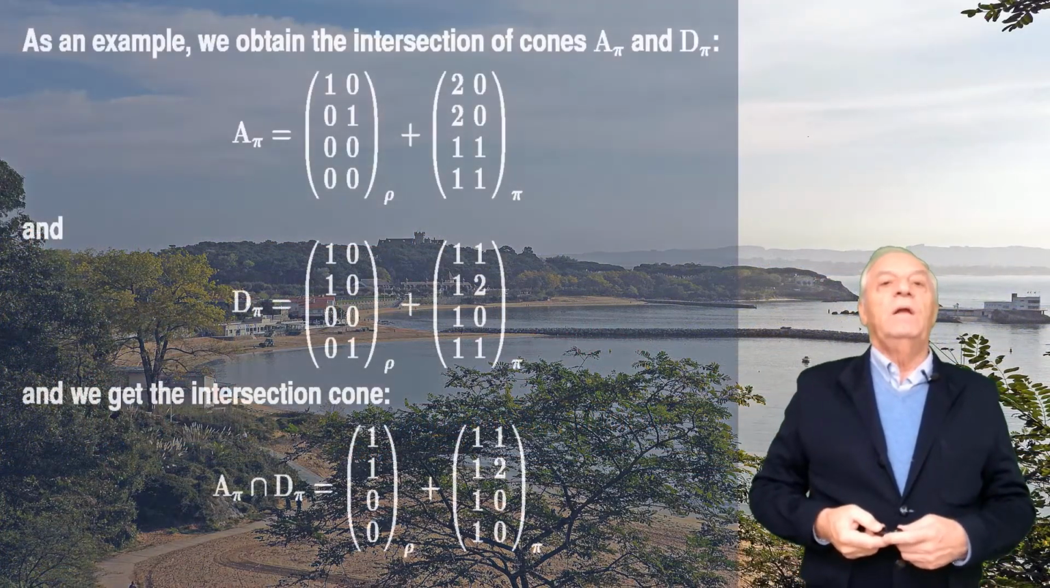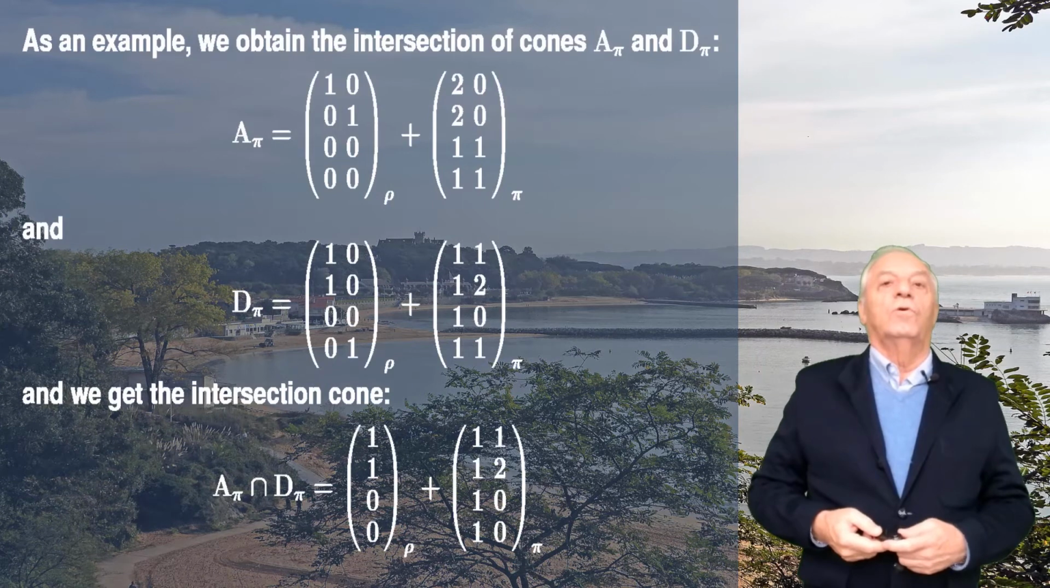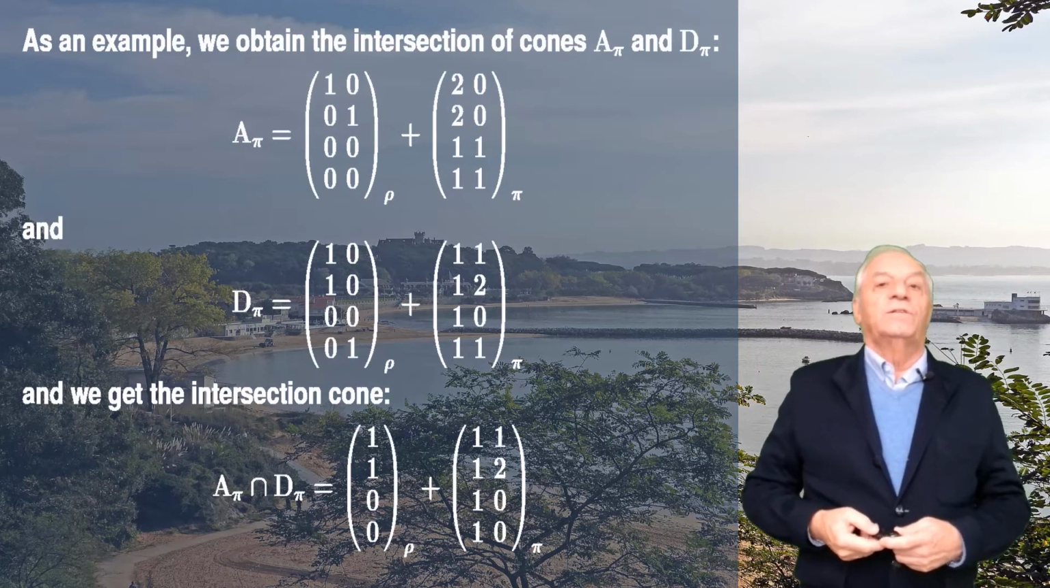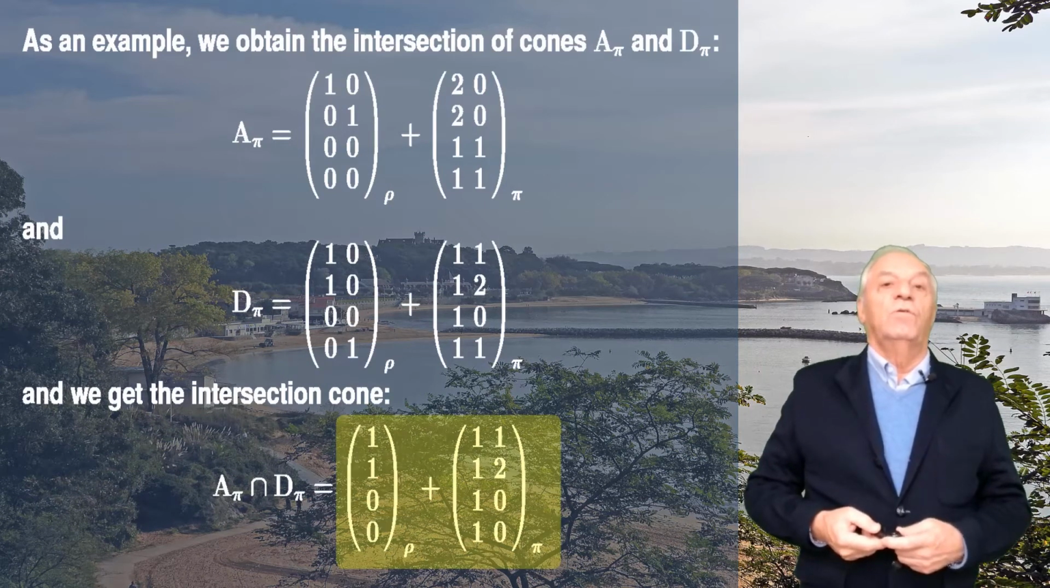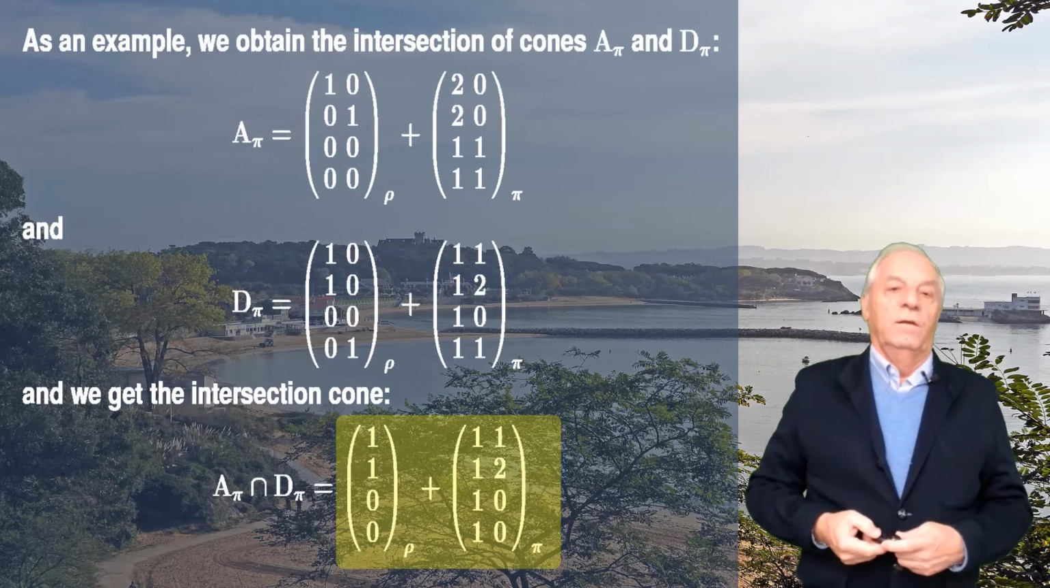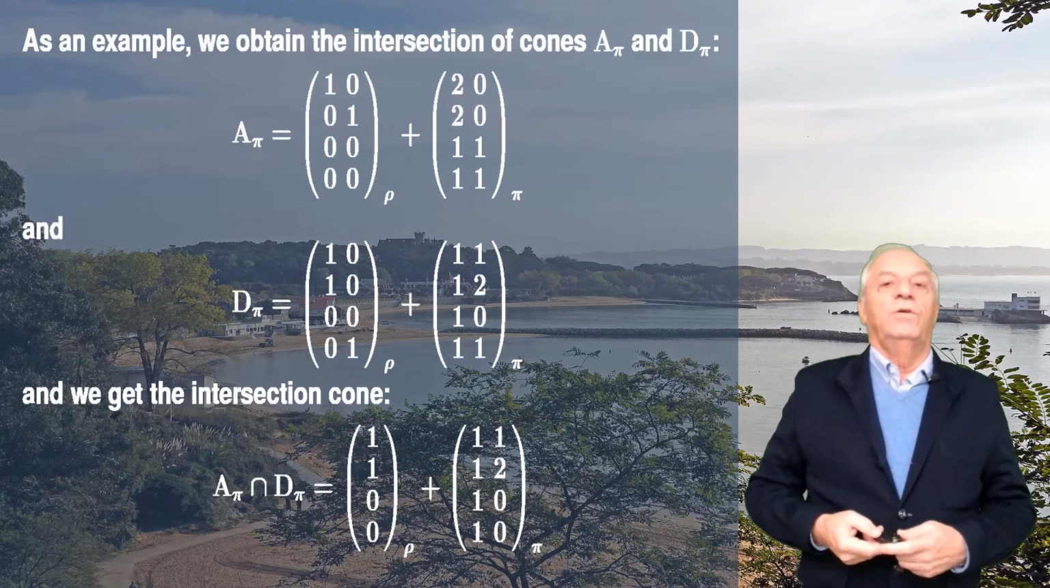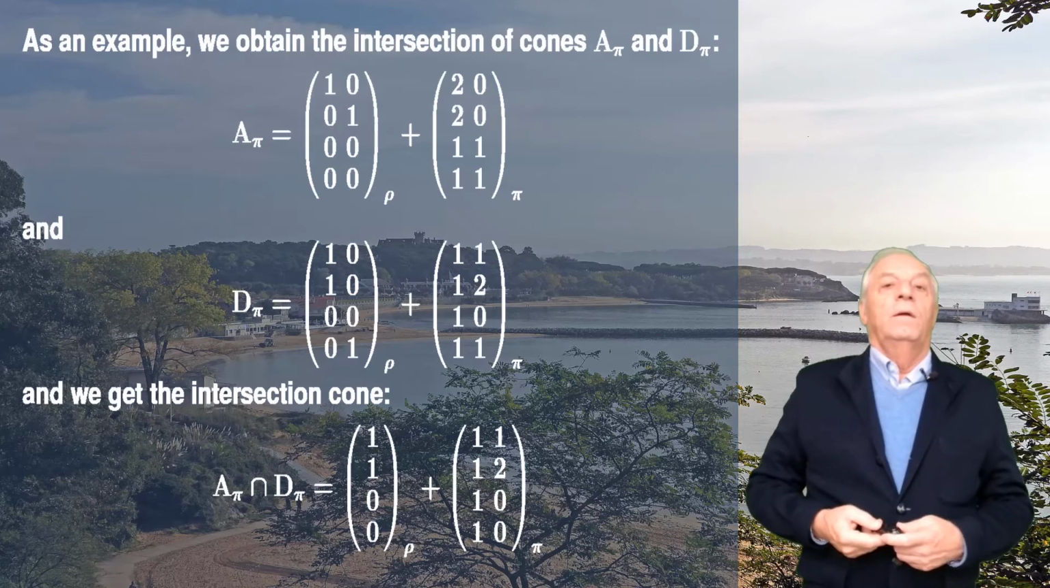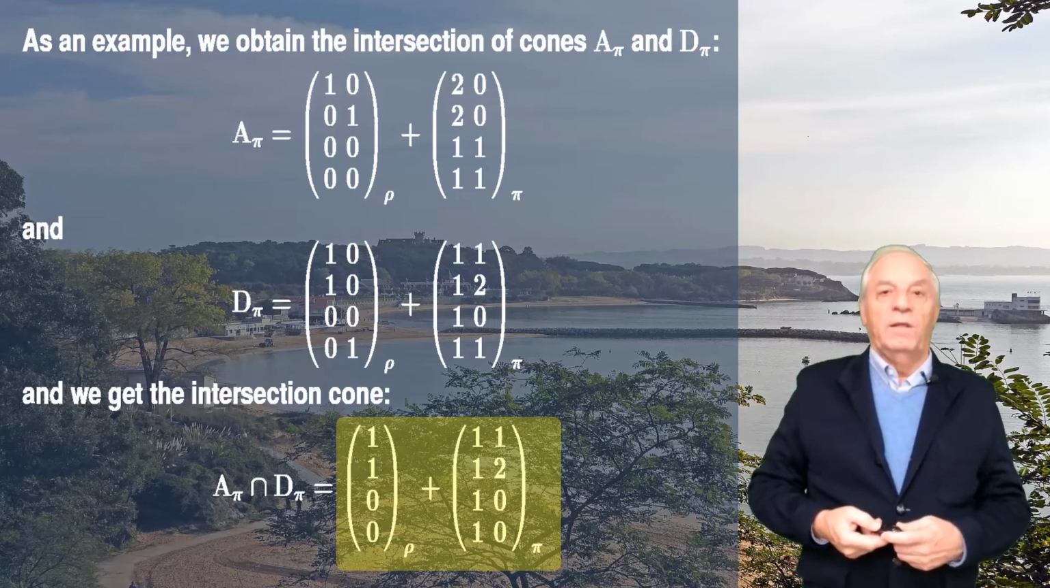As an example, we obtain the intersection of the two cones A pi and D pi in the slide, and we get the intersection cone indicated in this slide. Let's see that the cone intersection is the one given at the bottom of the transparency, which is a cone with a one-dimensional linear space part and an acute cone with two edges part.